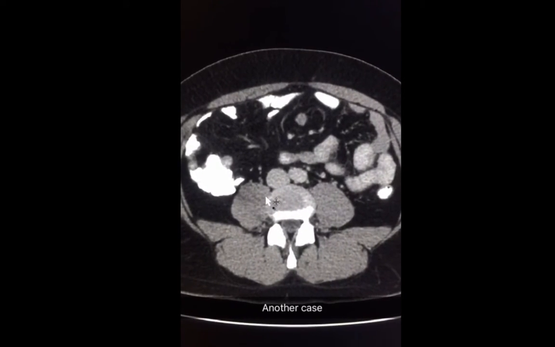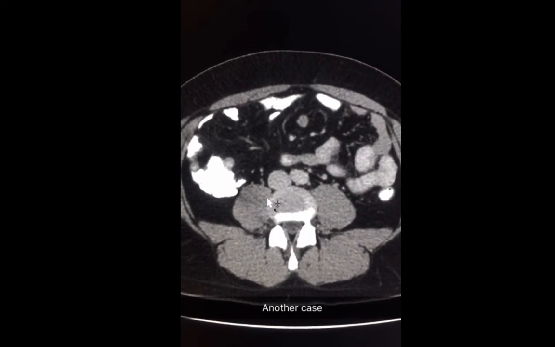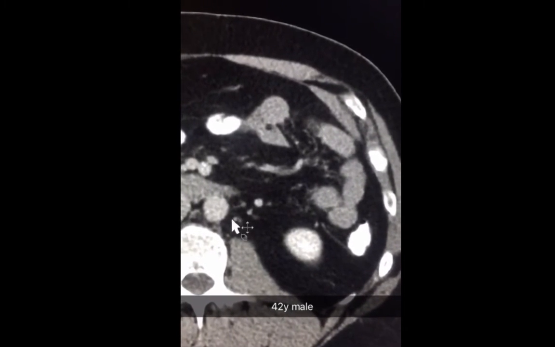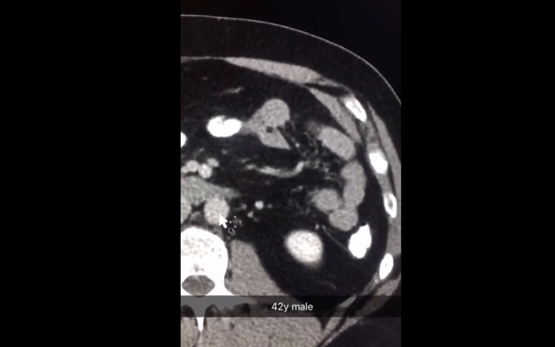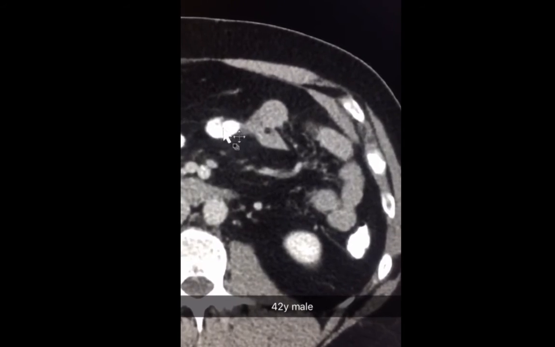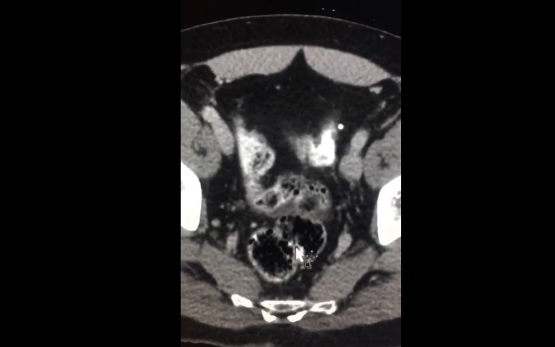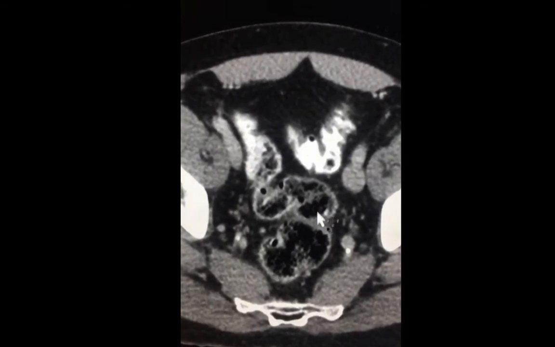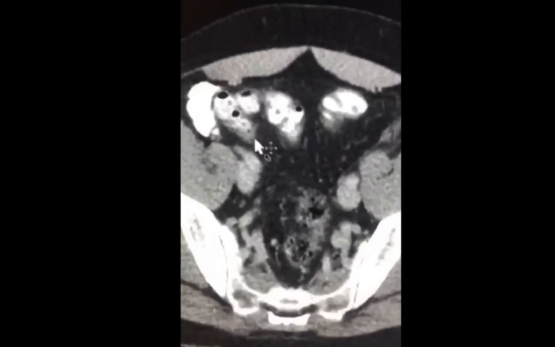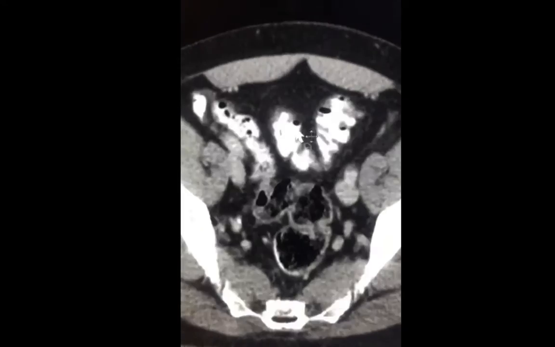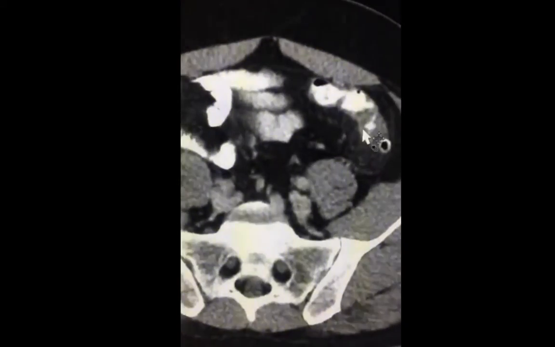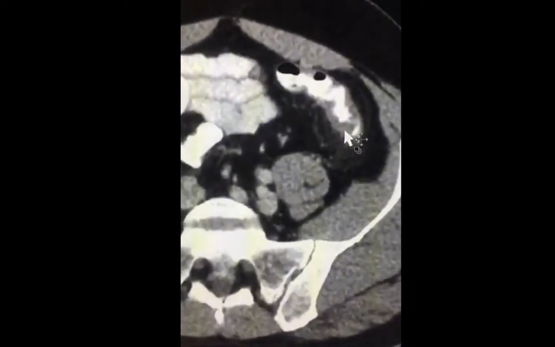For the sake of comparison, let's look at a different case. So this is another patient who is 42, male, presenting with left abdominal pain. The CT was performed with IV and oral contrast. So similar to what we did with the previous case, let's follow the colon from the rectum and go more proximally. As you do that, you reach the sigmoid colon, which is a little bit redundant in this case, and then you reach the descending colon here.